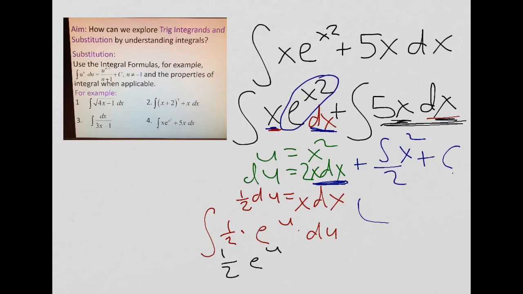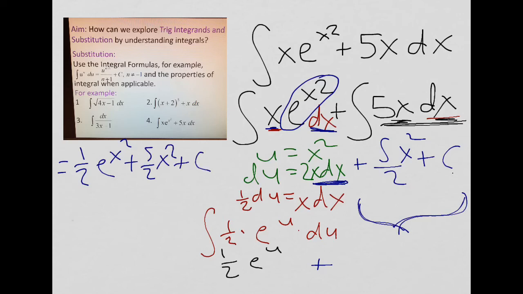Okay, don't forget to bring this down. And my final answer is going to be 1/2 e to the u, which was x squared, plus the rest of this, 5/2 x squared plus c. And that's number 4. So I went through different variations with these examples. Hopefully you get them. Let me know if you have any questions.